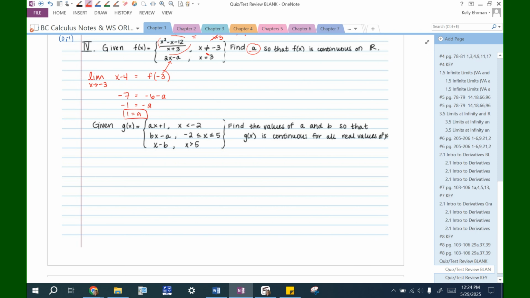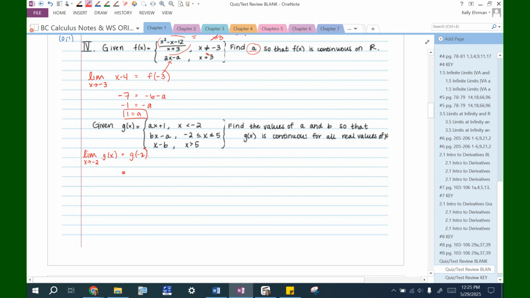So continuity would mean that the limits and the function values are equal. So I want to start with saying the limits will have to be equal. So let's say that the limit as x approaches negative 2 of g of x, but I want to use the piece that, of g of x is equal to g of negative 2. How do I know which piece is which? So start with g of negative 2 because that's clearly defined for us.